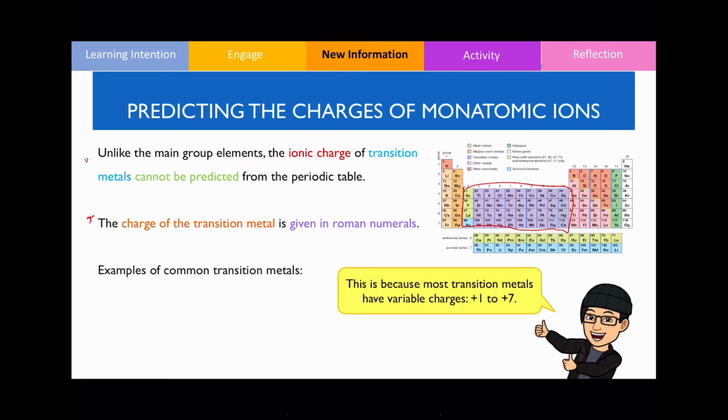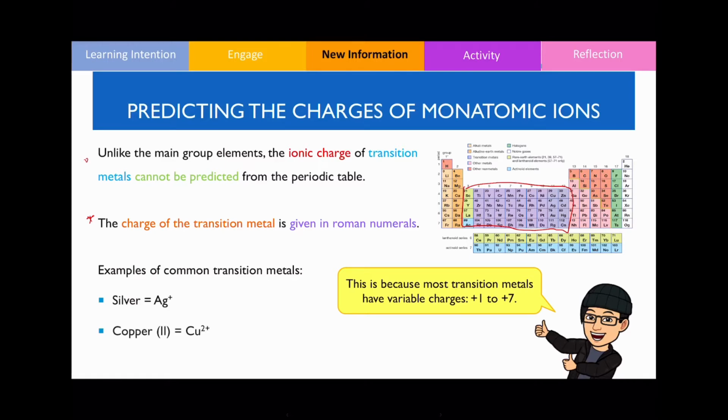For our very first example, this is silver. Now you're probably thinking, where is the Roman numeral in this? In this case, when there is no Roman numeral given for a transition metal, that just implies that it's going to be 1. So 1, remember, is just the default. Because no Roman numeral is used, that just means it's going to be a positive 1 in this case.